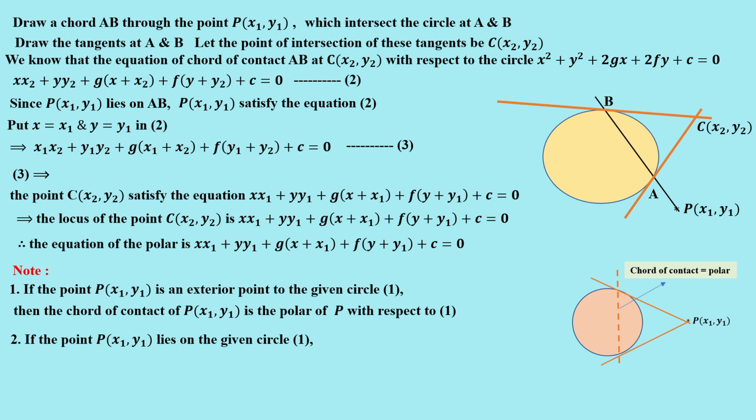Suppose the point P(x1, y1) is on the circle, then the polar coincides with the tangent at P. So if it is on the circle, then the polar is nothing but the tangent at P.